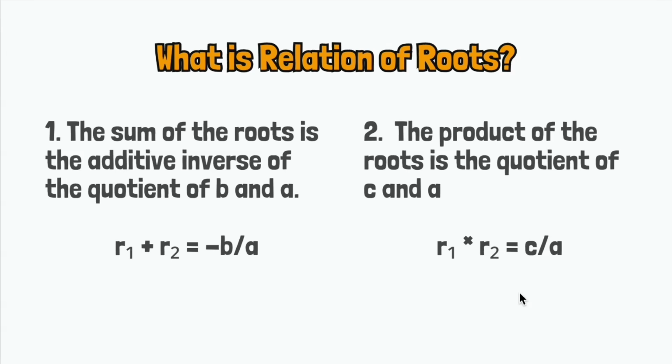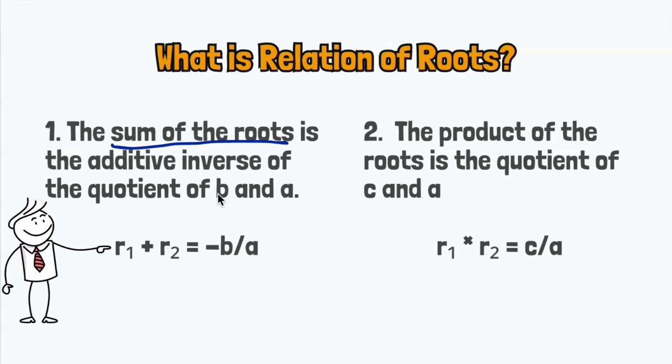There are two things that you need to remember. The first one is the sum of the roots. When we say sum, we will add the two roots. So it says here that the sum of the two roots is the additive inverse of the quotient of B and A. Here is the formula. I use R to represent the roots. R of 1 is the first root, R of 2 is the second root. When we add root 1 to root 2, that is equal to the quotient of these two coefficients, so negative B over A.